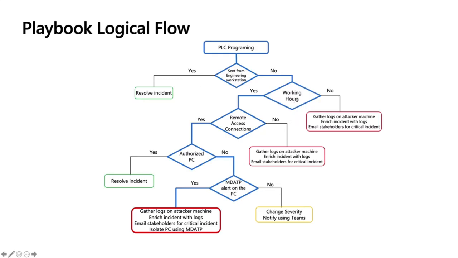Second, whether it's during working hours. The third check will be if it's from a remote access connection using the RDP protocol. The additional test will be whether it's an authorized PC, again from the IT side. And this test, let's say it's not part of the playbook, but it's for demonstration, is getting information from MDATP to locate the malware which was discovered in the Triton attack on the IT workstation.